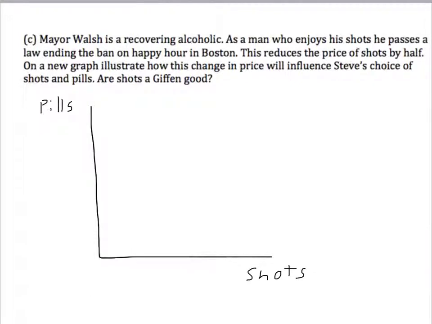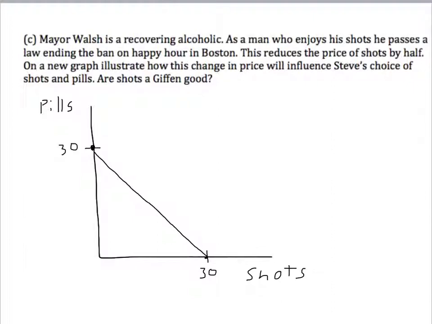We know that nothing changed as far as pills go. We have $300, like in Part B, and a price of $10 per pill, so we can buy 30 pills if we spent all of our money on pills. Now we know that the price of shots dropped by half. That means that shots are now only $10 each. So we know that we can buy 30 shots if we spend all of our money on shots. So now we can draw on our new budget constraint.